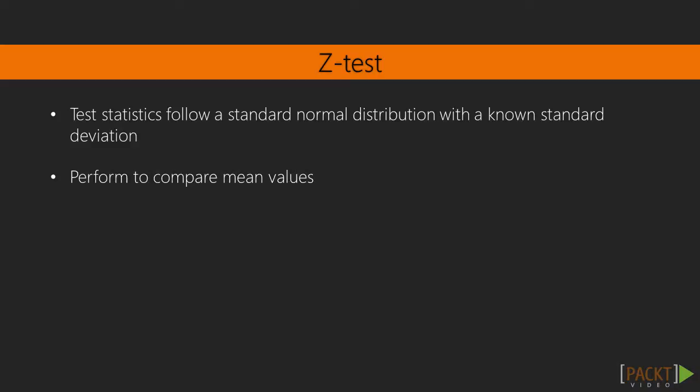A Z-test is where the test statistics follow a standard normal distribution with a known standard deviation, or variance. Mostly we perform Z-tests to compare whether the two mean values are significantly different. So let's get started. Ensure that you installed R on your operating system.